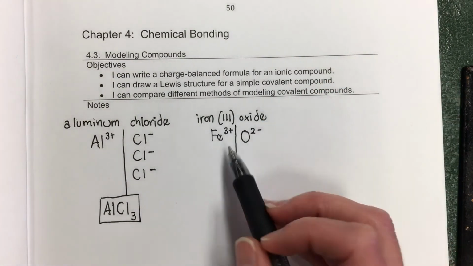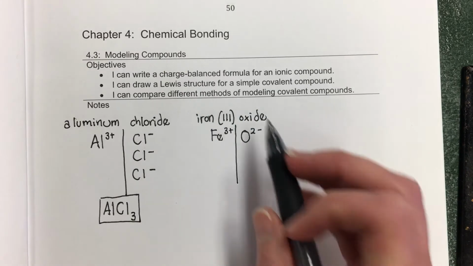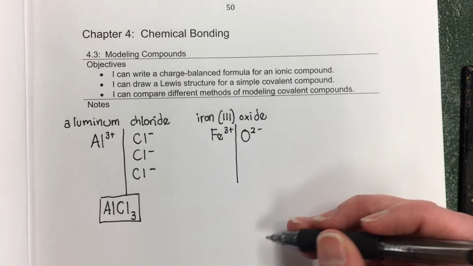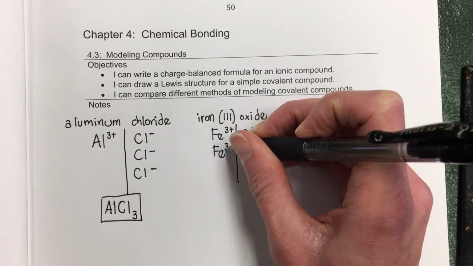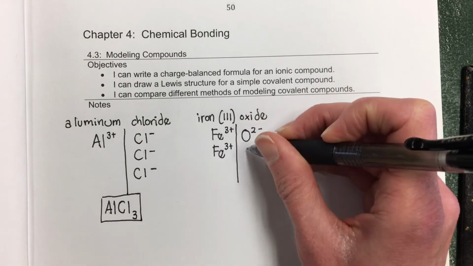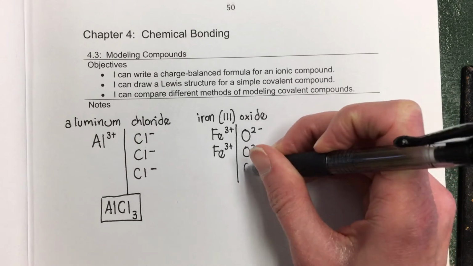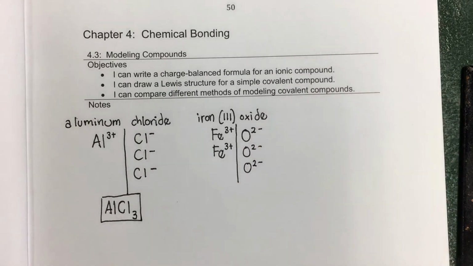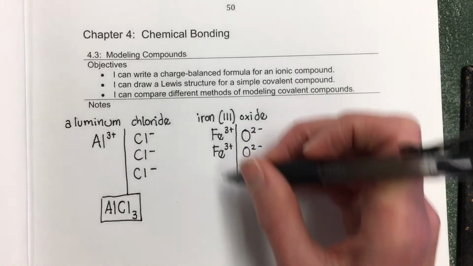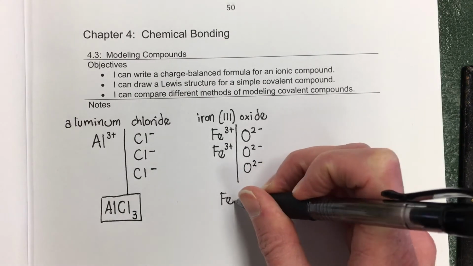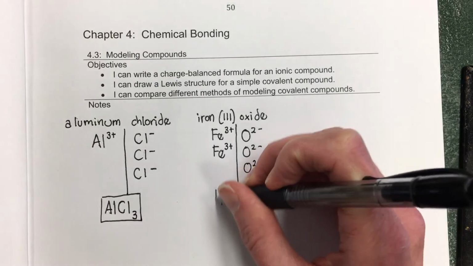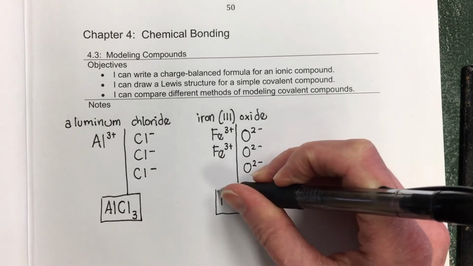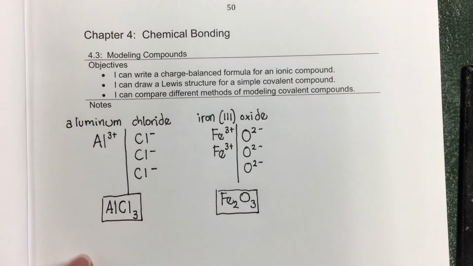Okay, and then I've got 3 and 2, so that's not balanced. It's a little bit trickier to balance this one, but a lot of you can probably see that you just need to add 1 more iron. That'll make it +6, and 2 more oxygens, which will make that -6, so that's good. And then the formula would be Fe2O3. So that's iron 3 oxide, which is rust, by the way. That's the chemical formula for rust.